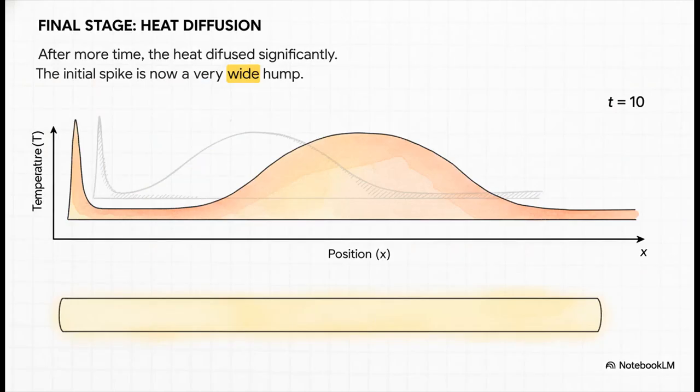And if we fast forward to time equals 10, the process is even clearer. That initial sharp spike is now just a low, wide, gentle curve. The energy has smoothed itself out across the rod. This picture, this animation right here, this is the very soul of the heat equation in action. It's that natural, unstoppable tendency towards equilibrium.